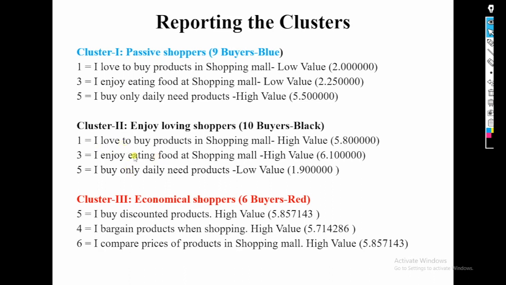And the other 10 buyers: I love to buy products in the shopping mall, high value. I enjoy eating food, high value. I buy only daily need products, low value. When we combine, we can give the name enjoy loving shopper. And some people buy discounted products because they want to visit the shopping mall only for buying discounted products, and they bargain for products there, they compare prices. So we can say these 6 people are the economical shoppers.